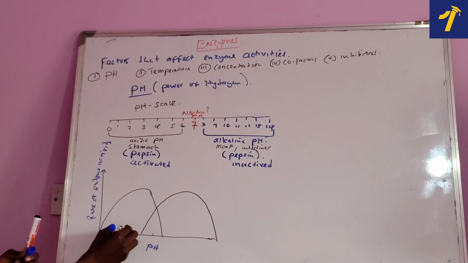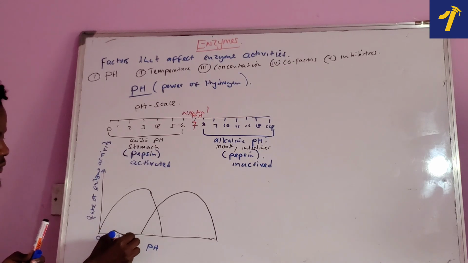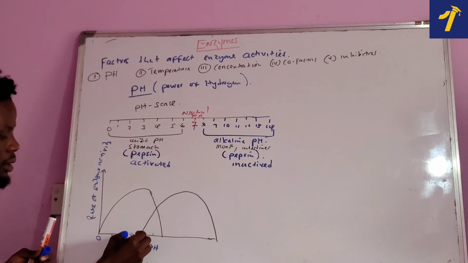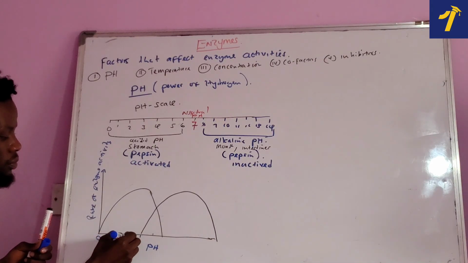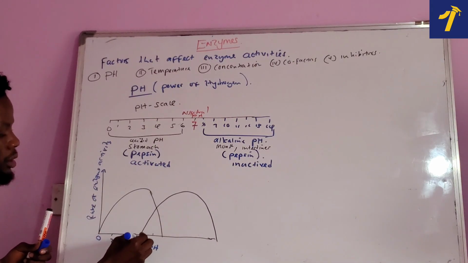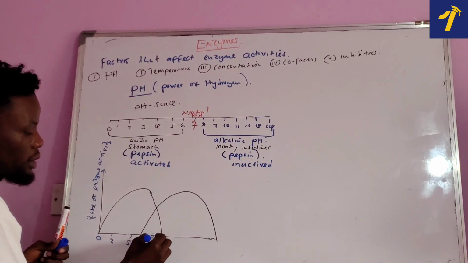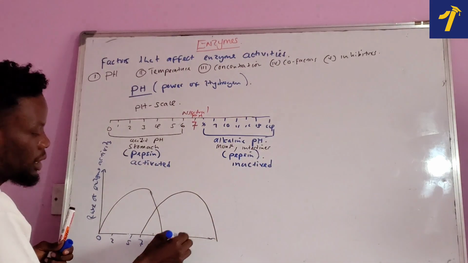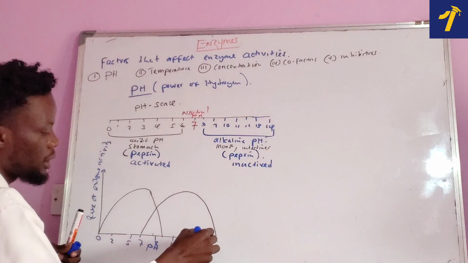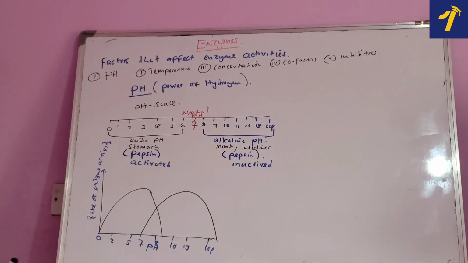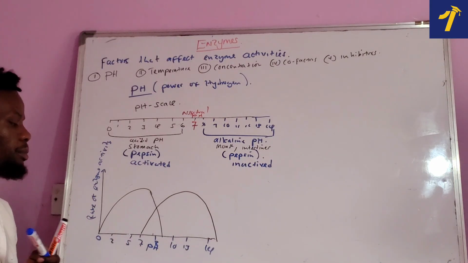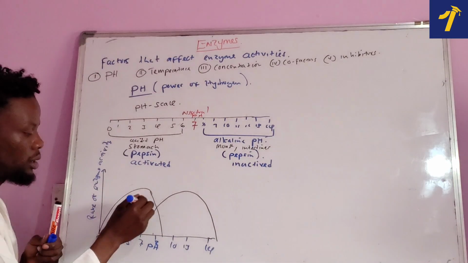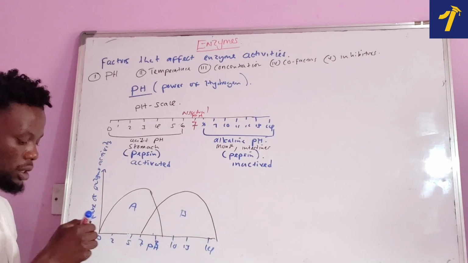Remember that pH is starting from 0. Then here maybe this is 2, maybe here this is 4, maybe this is 5, and maybe this is 7. This is 8, this is 10, this is 13, then this is 14, like that. We have this type of graph representation about the pH, and this is region A and this is region B.